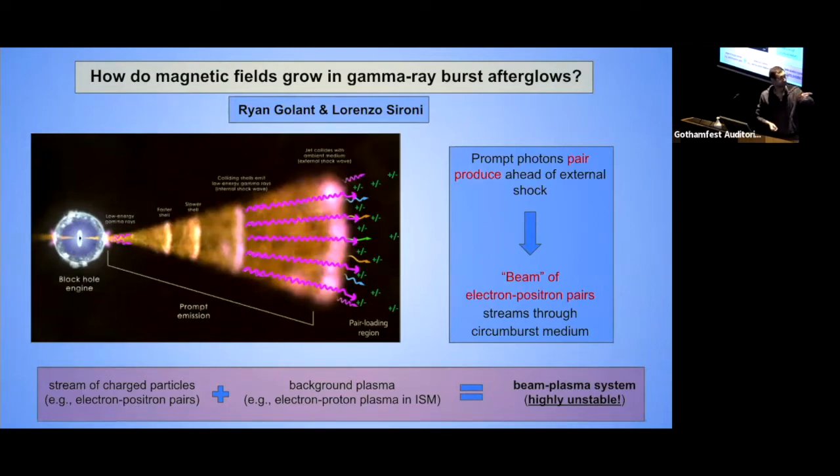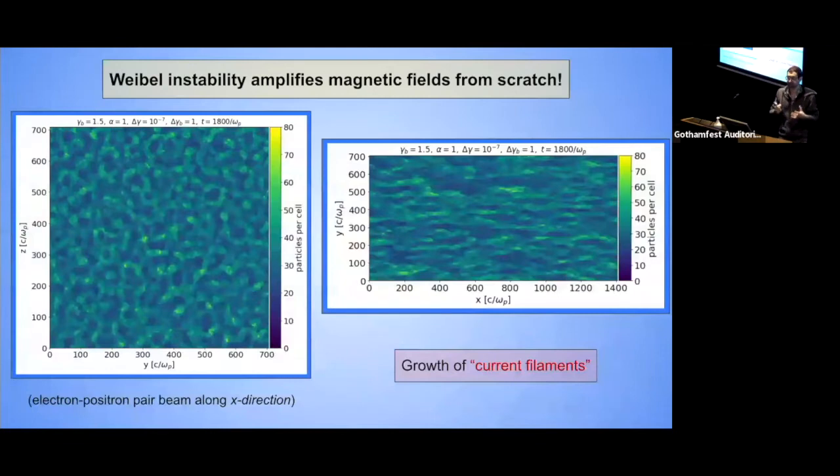Right, so the beam plasma system upstream of the shock is very unstable. And indeed, we see the signatures of the Weibel instability growing in the upstream region. So the Weibel instability sucks away free energy in the anisotropy of the beam plasma system and transfers this energy to the magnetic fields, effectively amplifying the magnetic fields from scratch.